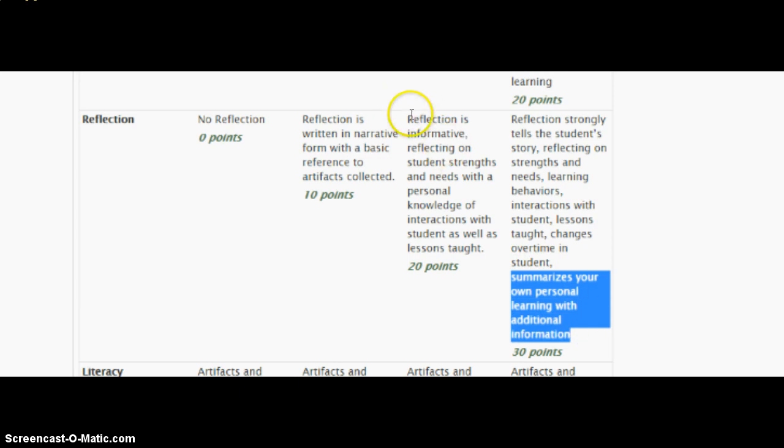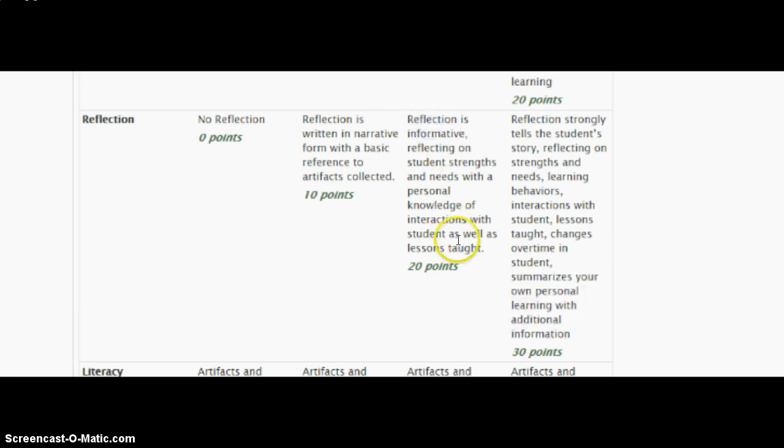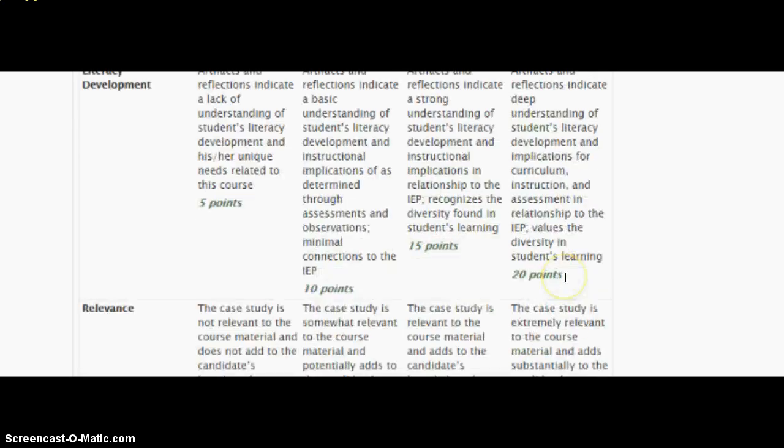Okay, now if you look over here, your reflection is worth 20 points. This is 10 points in between these two categories, so really make sure you hit all of these in a quality manner. Now here for a 20-point category, you were informative, you talked about strengths and needs, and maybe some of the lessons you taught, but you left out many of the criteria over here. So please really look at that and elaborate upon those areas.